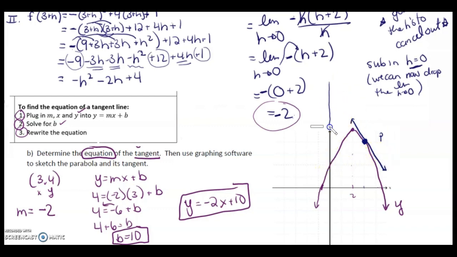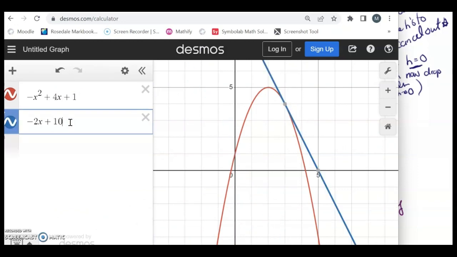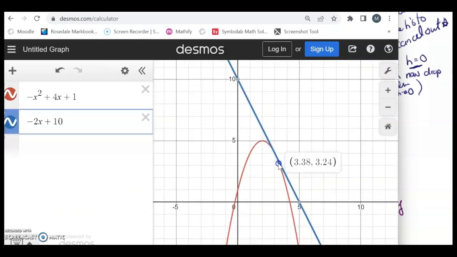Okay, if we followed this up, it would go through 10. And taking a look back at this, if we put -2x plus 10, check this out. That is a beautiful tangent, and it only intersects at one point.